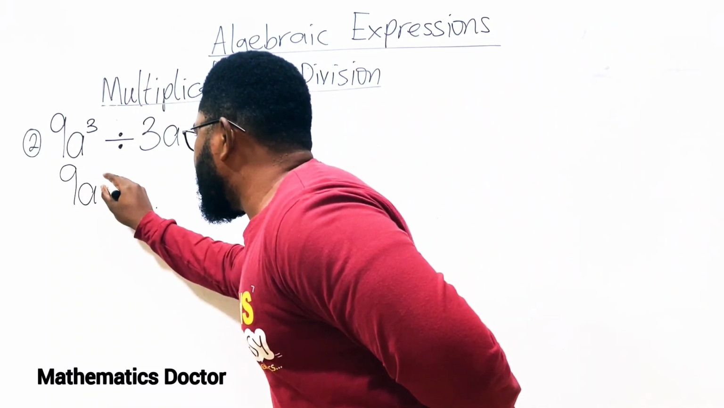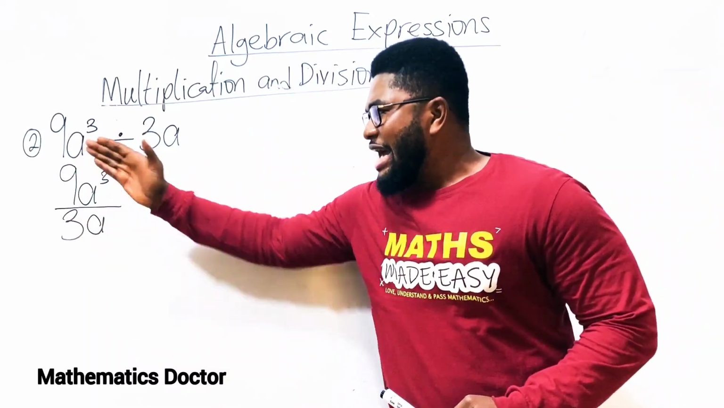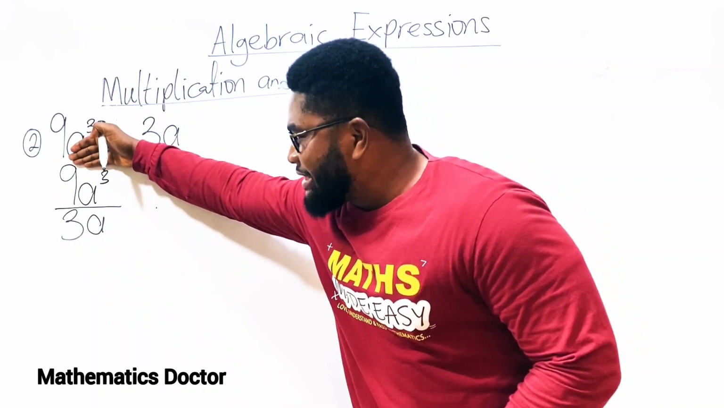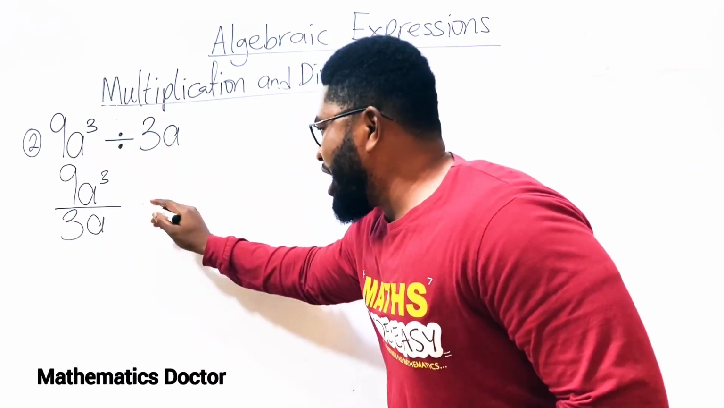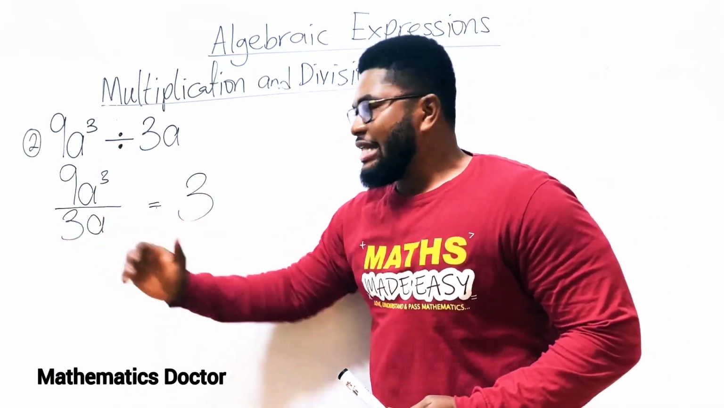9a cubed divided by 3a. So 3 can divide 9. 3 goes into itself 1 and divides 9 3. So we have an answer 3 from 9 divided by 3.